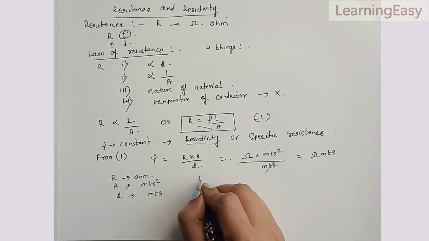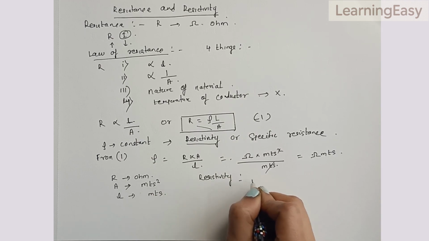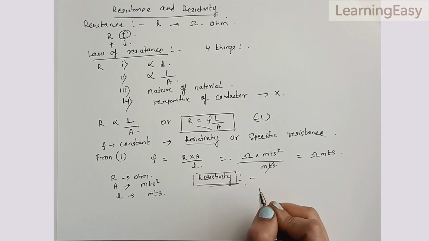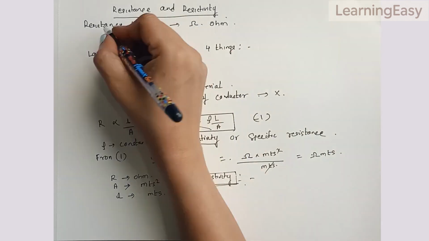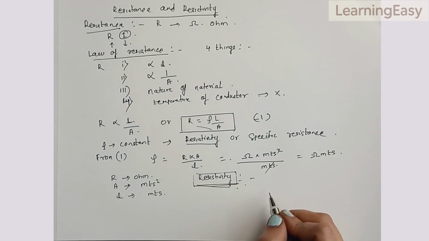Hence, resistivity is defined as the property of a material that measures how strongly it resists the flow of current. Resistance is the property of a material due to which it opposes the flow of electric current, and resistivity is the property of a material that measures how strongly it resists the flow of electric current.